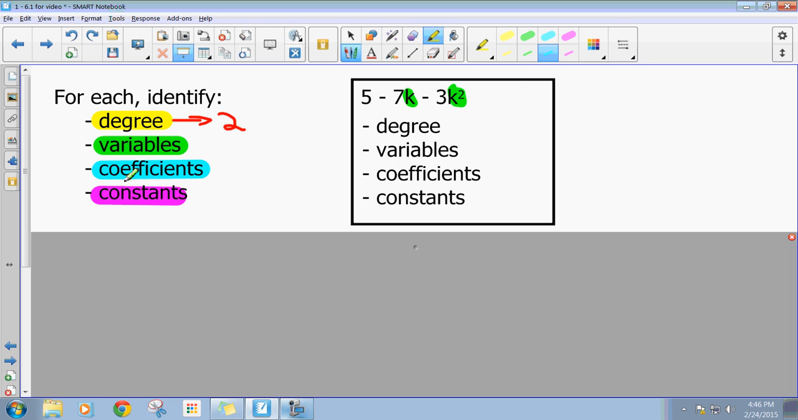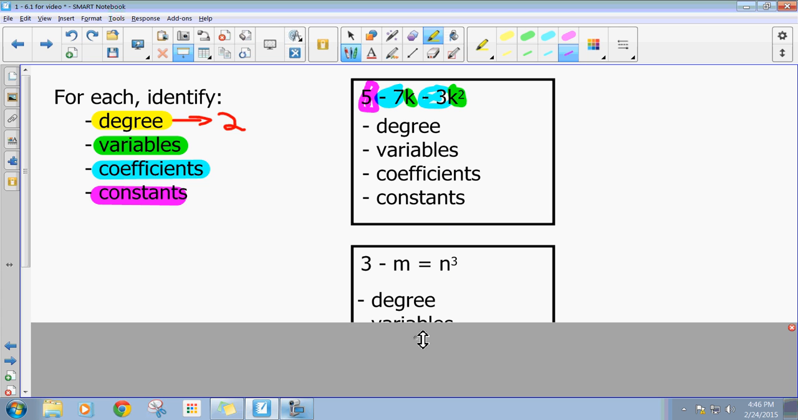Next, our coefficients. Coefficients are the numbers that are multiplied onto the variable. So the number that is directly stuck on the front of any variable. Here we have -3 and -7. Okay. One more piece of information is our constant. It's the poor thing that is constantly alone.